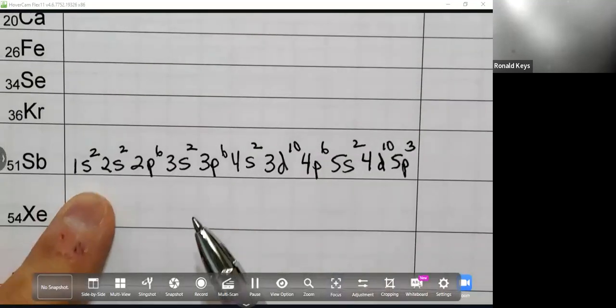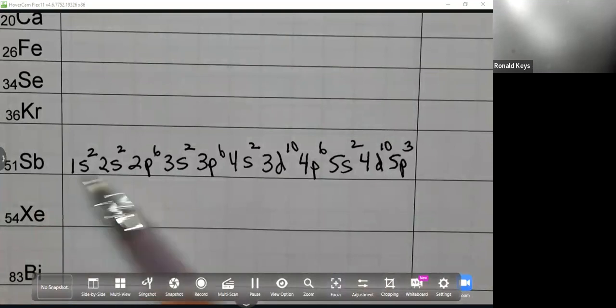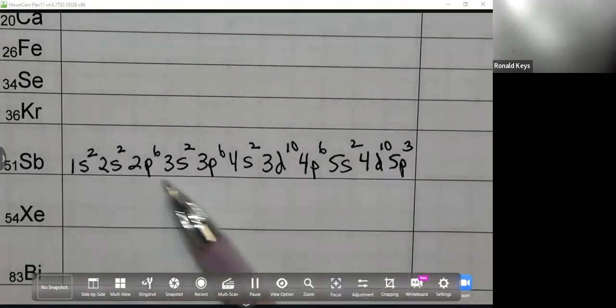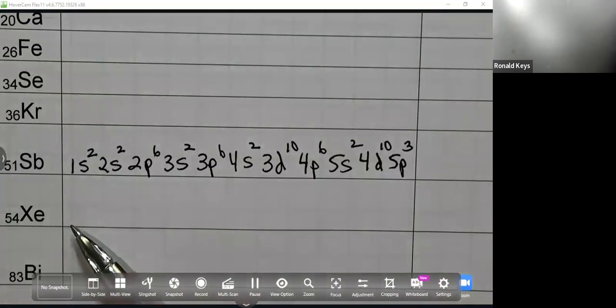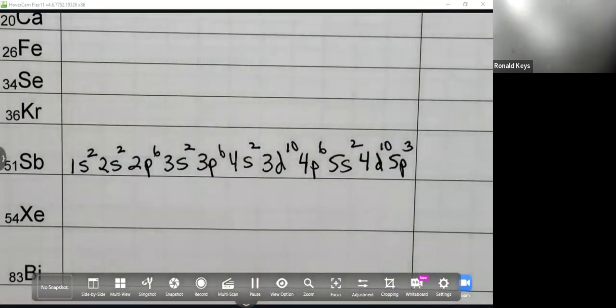Again, the electron configuration notation tells us what level, 1 through 7, what sublevel, s, p, d, or f, and how many electrons are in those sublevels. We're going to get more specific coming up.